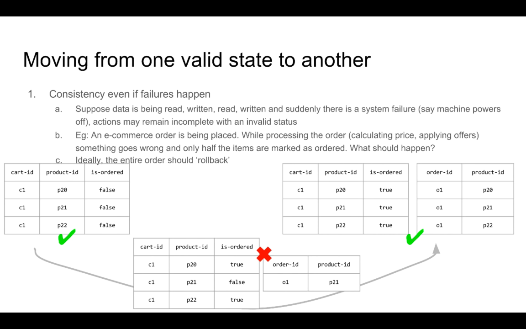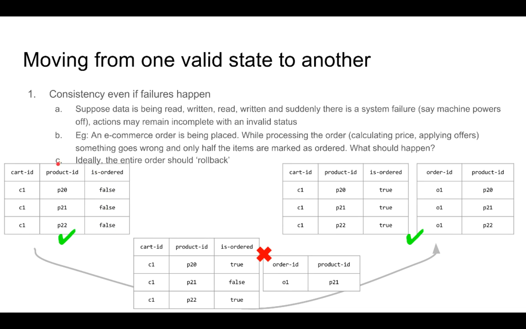So first, let's try to understand how failures can cause invalid states to exist in our database. Suppose we are reading data and writing data to a database, and suddenly there is a system failure, which could be a power failure or a disk failure or a software failure, and this causes our database to be in an invalid state. So just to take an example of an e-commerce kind of modeling, on the left we have a shopping cart, and the shopping cart contains 3 products, and this entire shopping cart has not been ordered, so we see that the is ordered flag is set to false.